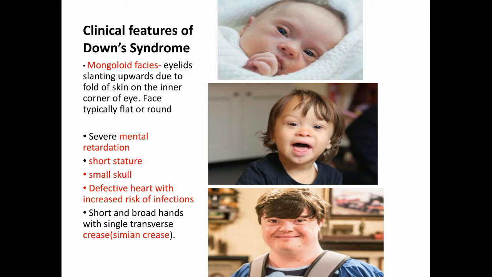And there is severe mental retardation. Since there is severe mental retardation almost always associated with Down syndrome, that is the reason why it is also known as Mongolian idiocy. Due to this severe mental retardation, the patients are always short statured, having a small skull, and they have a defective heart. And since the heart is defective, it always leads to an increased risk of infections. And also there are short and broad hands with a single transverse crease, also known as a simian crease. So these are the clinical features.